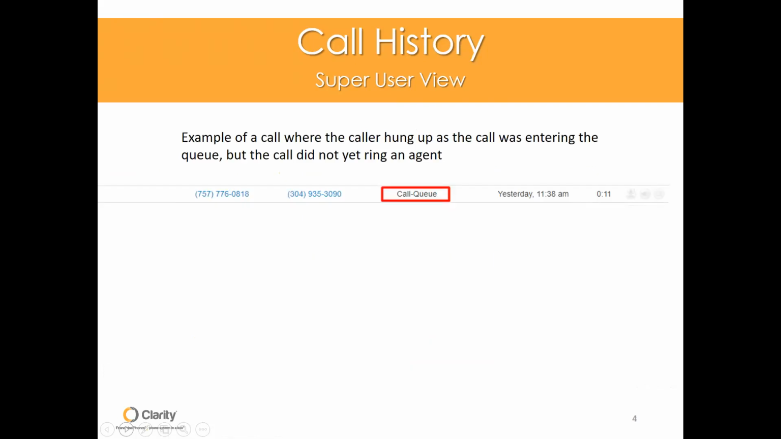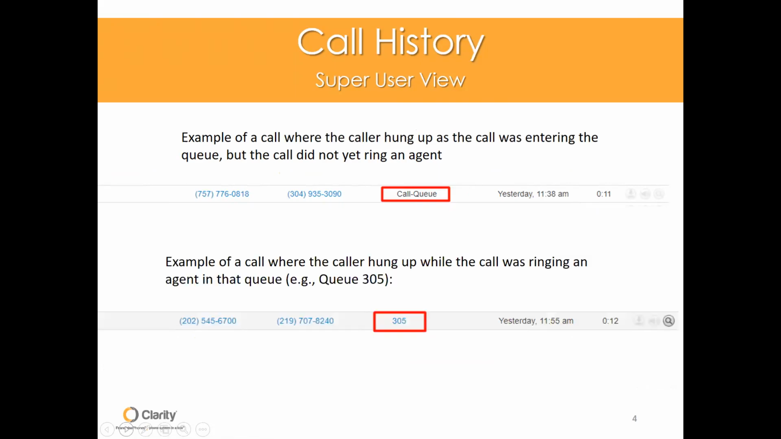Here is an example, as Abby said, where the caller hung up as they were entering the queue, but had not yet started to ring an agent. So these are all examples of abandoned calls. Here's another example where the call was in queue 305 and it was ringing an agent. If you ever see the call queue, you know that it's ringing an agent, but looking at call history, you don't know which agent it was ringing. You just know that the call was abandoned when it was ringing an agent.